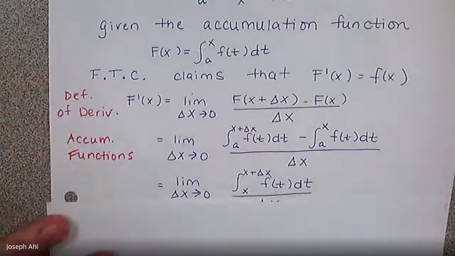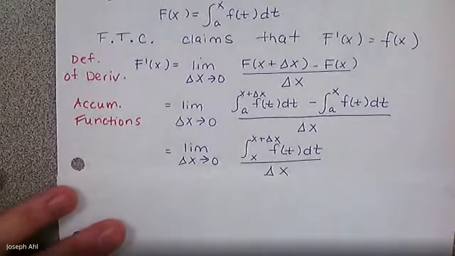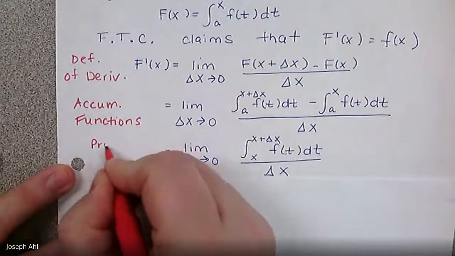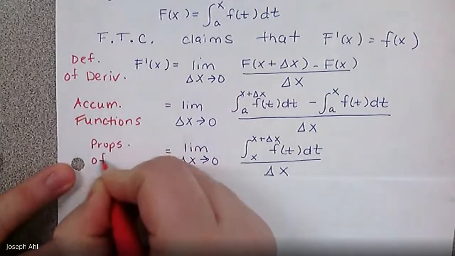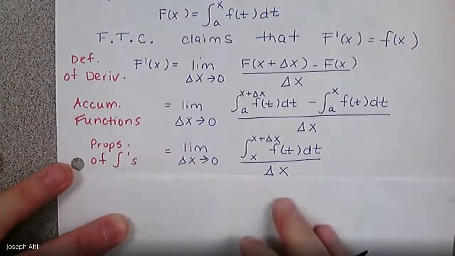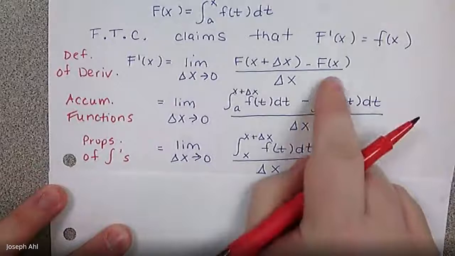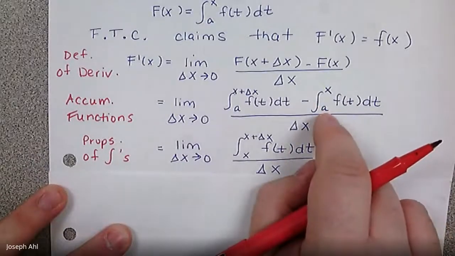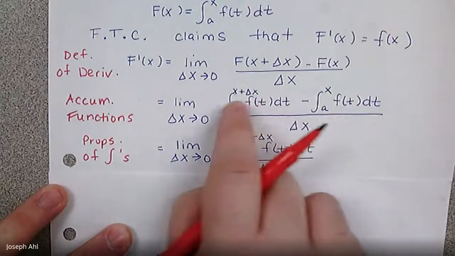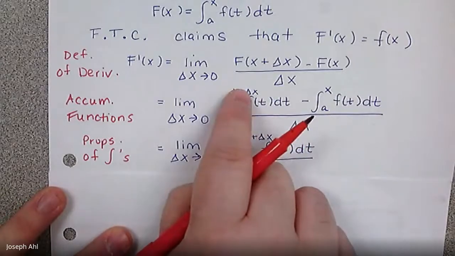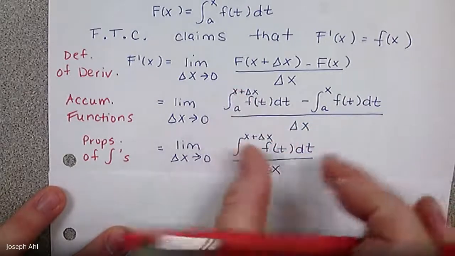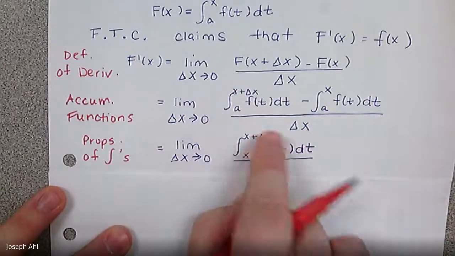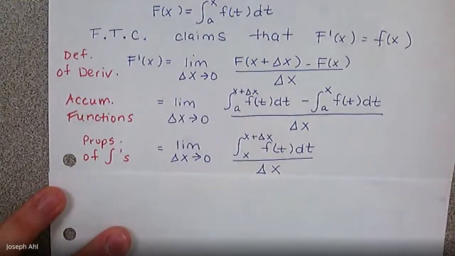So it looks like some magic happened to get to this next stage in the process here, but this is just properties of integrals. Switch those bounds. This is going to turn positive now. And if you're adding the integral from x to a, and then from a to this upper bound, you can add those together and go from x to x plus delta x.